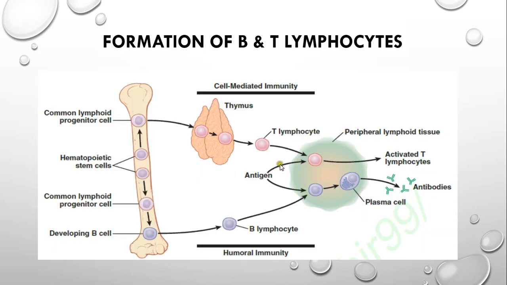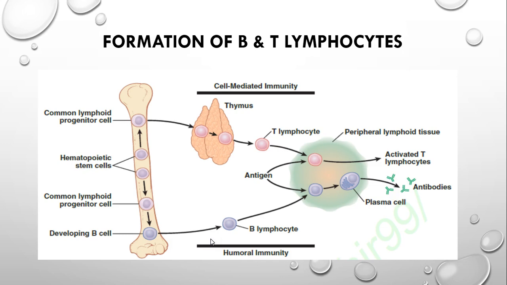Now the B lymphocytes are produced within the bone marrow from the hematopoietic stem cells, which give rise to the common lymphoid progenitor cells. The liver and bone marrow preprocess the B lymphocytes. In mid-fetal life, the liver is responsible for the preprocessing of the B lymphocytes, whereas later on, this function is provided by the bone marrow.